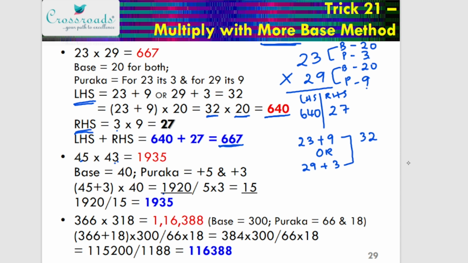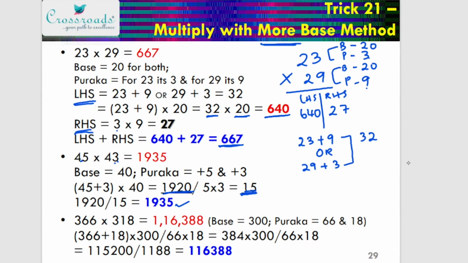That is 1920. Now for the RHS, I'm going to multiply both the Purakas. So 5 into 3 is nothing but 15. So I get my LHS, I get my RHS. I'm going to add both of them. I derive my answer, 1935. Therefore, 45 into 43 is nothing but 1935.